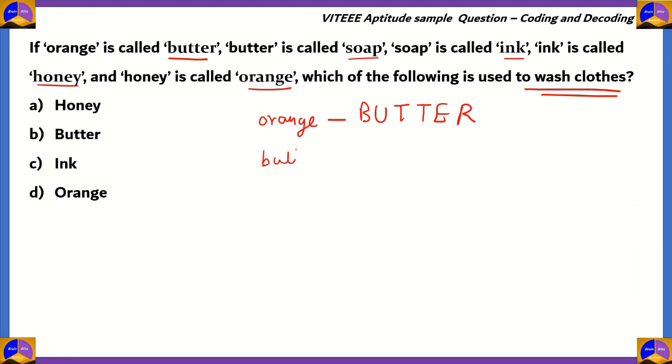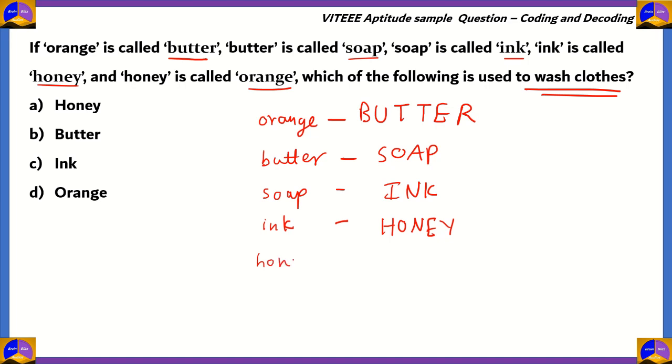The item butter will be represented by the word soap, and the item soap is represented by the word ink, and the object ink is represented by the word honey, and the object honey will be represented by the word orange. So, which of the following is used to wash clothes?